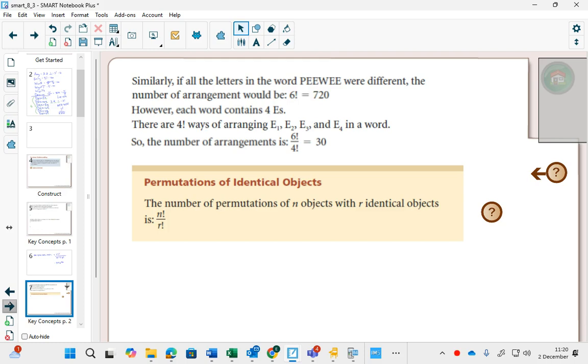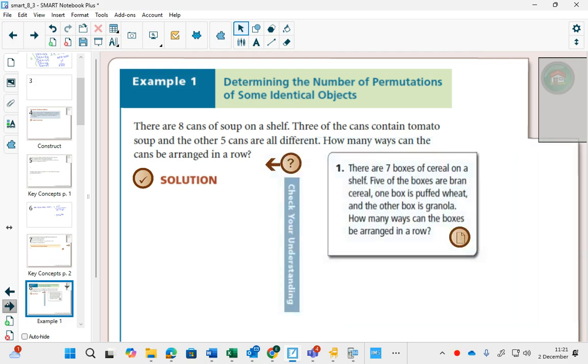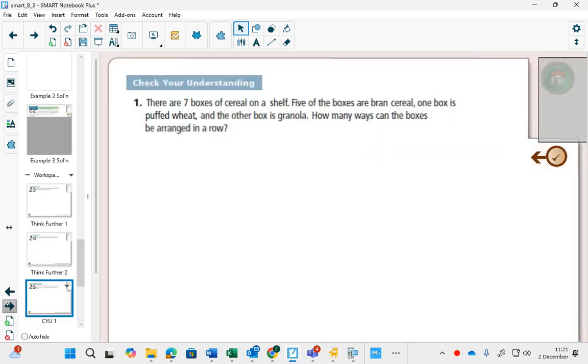So now we have, when we read a question, we also have to think, are there identical objects in this question? Because if there are, I might have to divide. So we'll look at example 1. You go into the pantry of your house and you have 7 boxes of cereal. 5 boxes are bran cereal, 1 box is puffed wheat, and the other box is granola. And you will decide, I want to rearrange these so it looks really nice in my pantry. How many different ways can you rearrange the boxes of cereal?